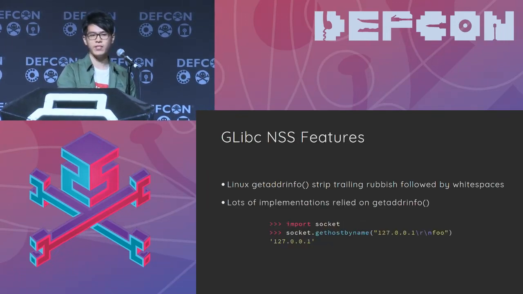getaddrinfo is a very fundamental function in Linux. For example, the function gethostbyname in the Python socket module relies on Linux getaddrinfo. So the CRLF FOO in the domain name will be removed. This makes it possible to do more complex attacks based on the polluted domain name.